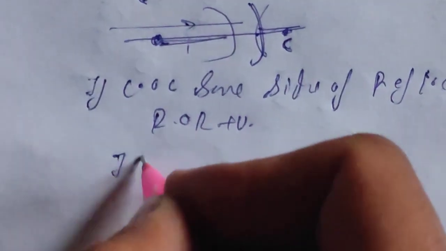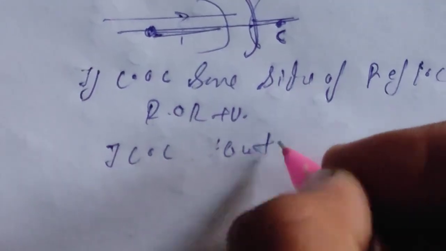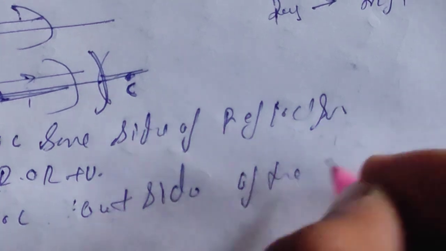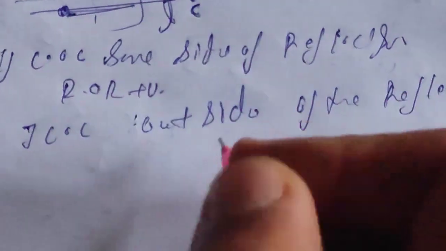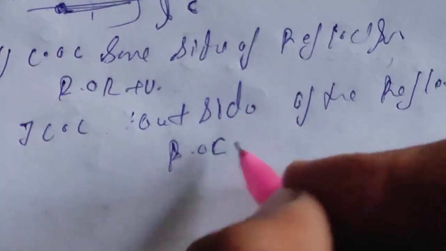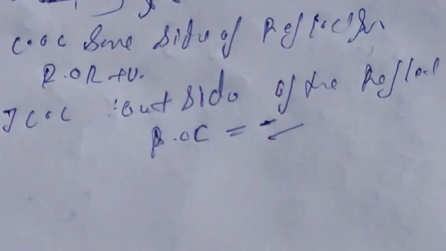And in case the center of curvature is outside of the reflective surface, as in the case of a convex mirror, in that case the radius of curvature becomes negative. So either positive or negative. This is the case of it.